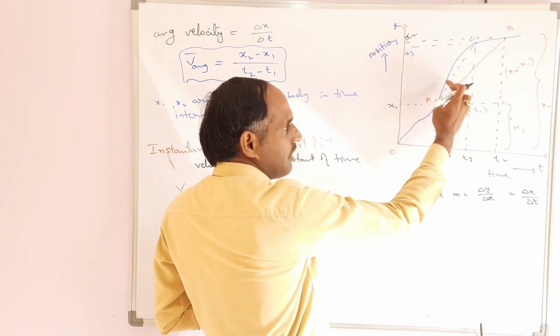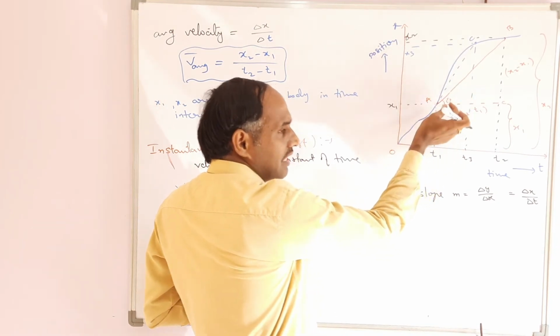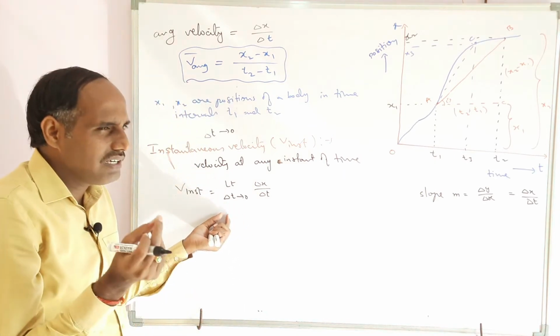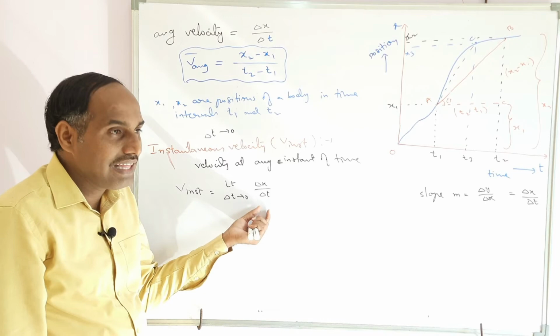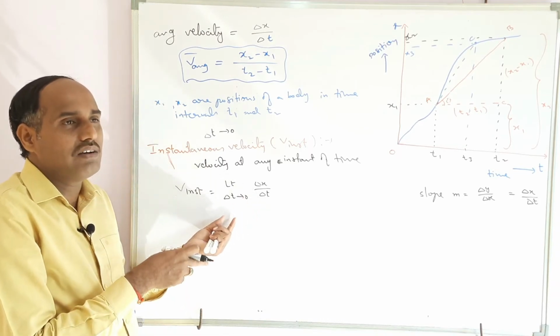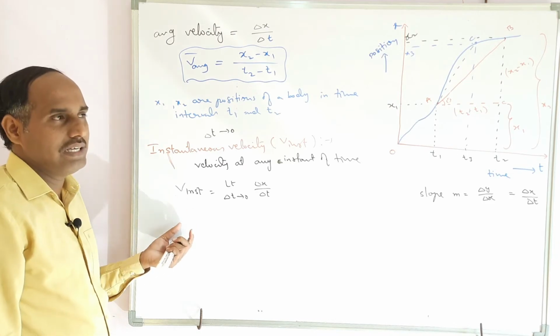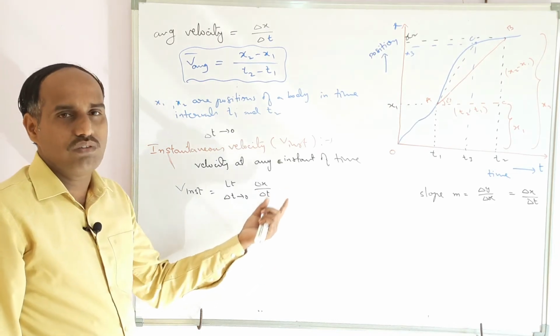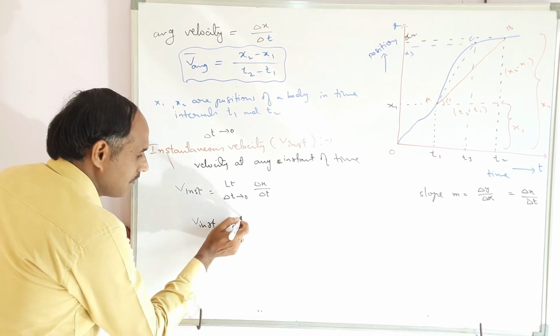If I consider the point here for these two intervals, delta x, delta t, whatever the time interval is, however small the interval may be, we are taking the average in that time interval. To get the instantaneous velocity, from basic mathematics, the limit of delta t tends to 0 of delta x by delta t can be written as dx by dt.